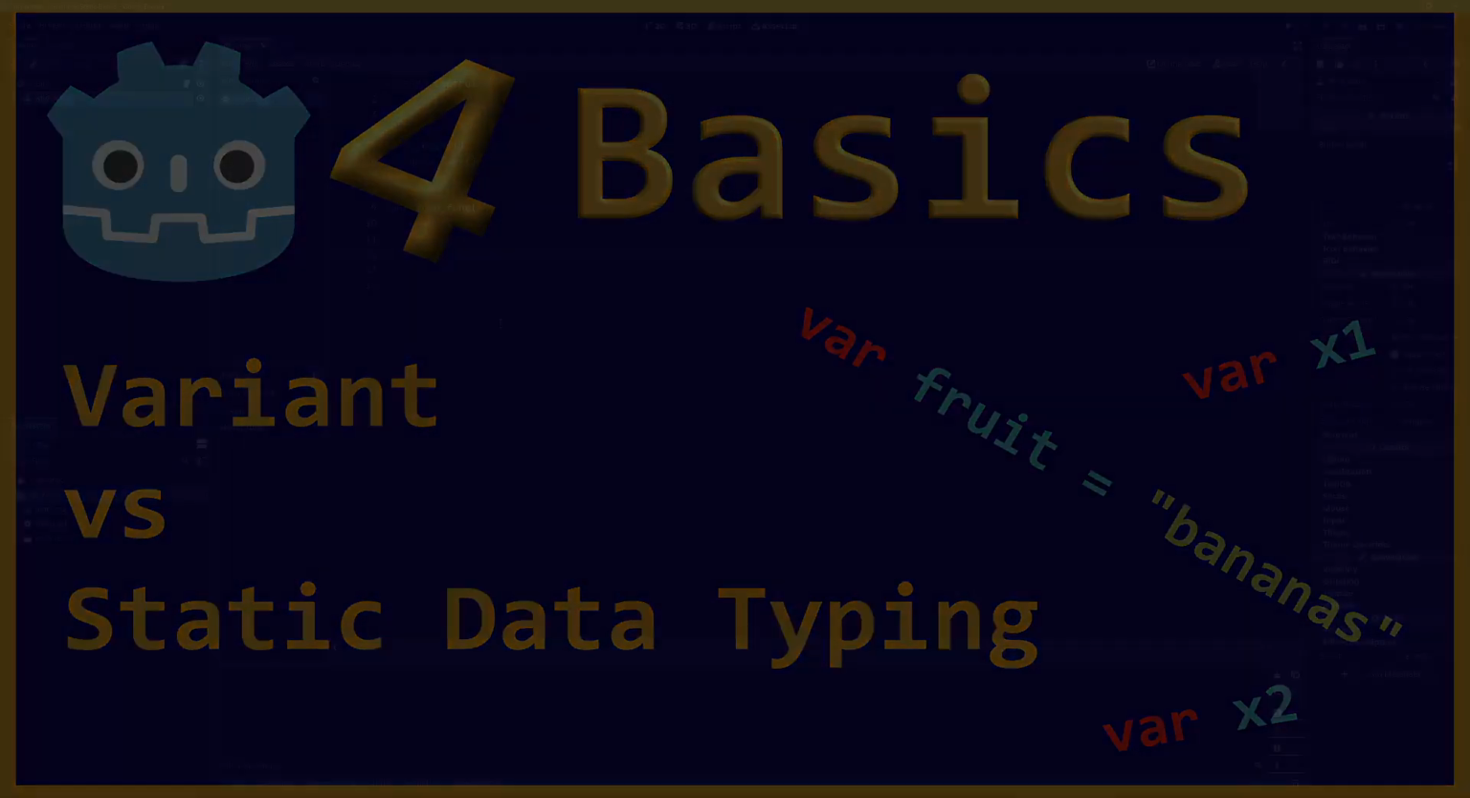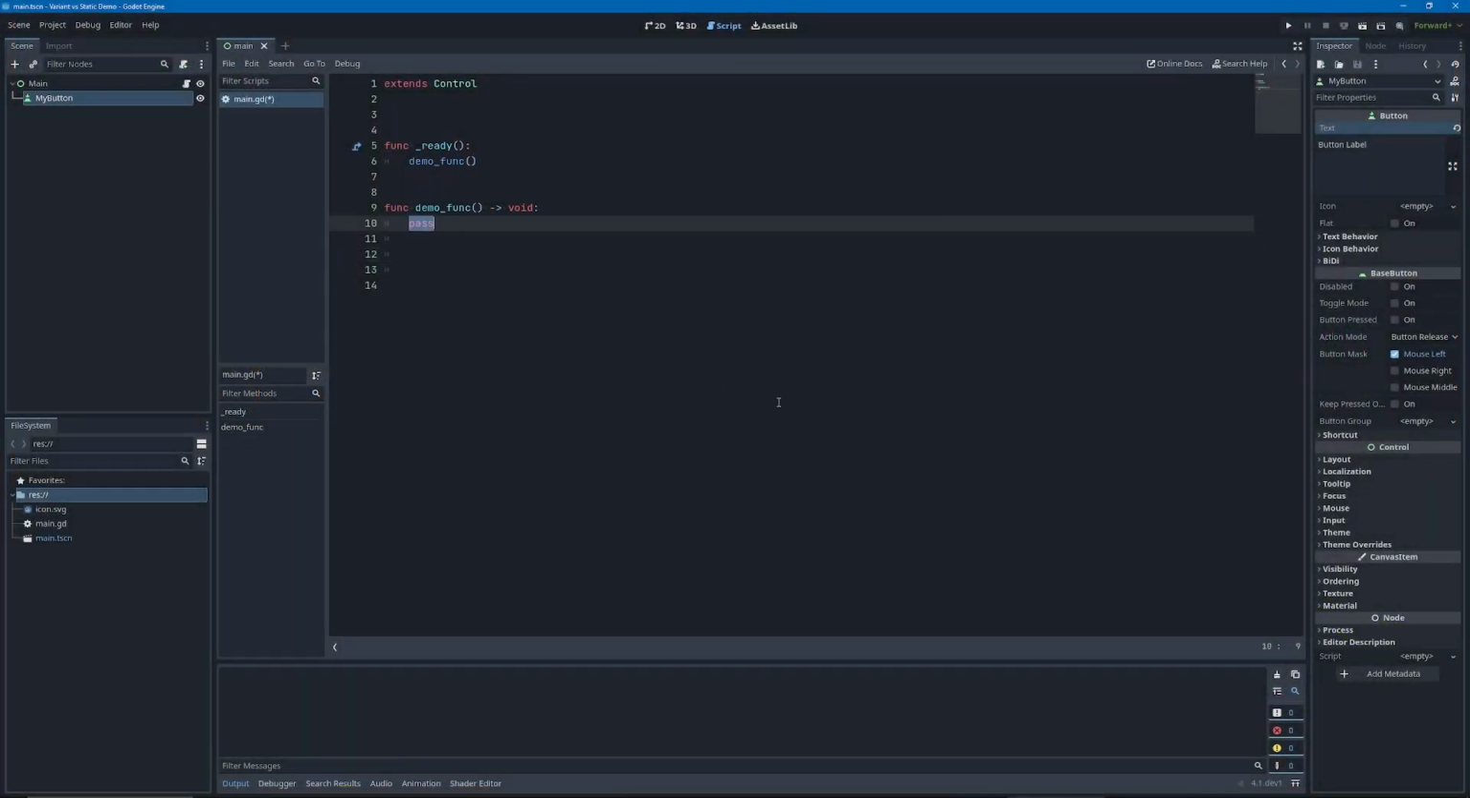Hello, what we're going to talk about in this video is the difference between using variant data types and static data typing. So first of all, let's talk about what exactly is a variant variable. We're going to demonstrate this with a couple of variables.